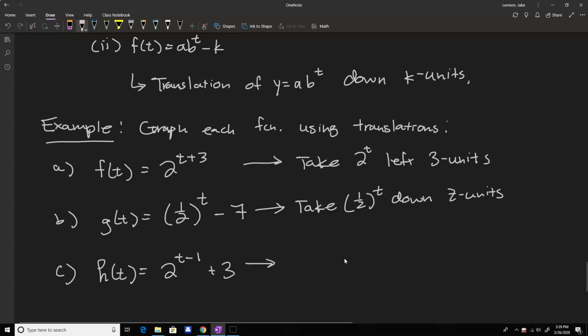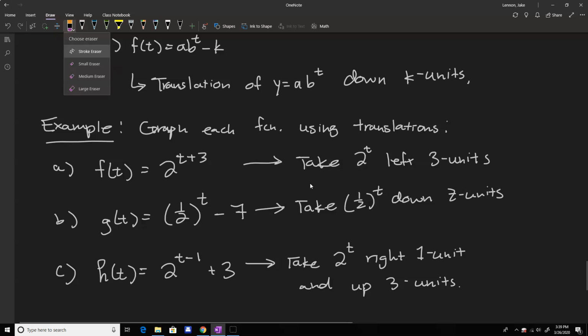And the last one should have two things going on. It should take 2 to the t right 1 unit and up 3 units. So let's go ahead and see if our predictions prove to be true. That 7 looks a little funny in this example, so let me rewrite that. So let's go ahead and do that.